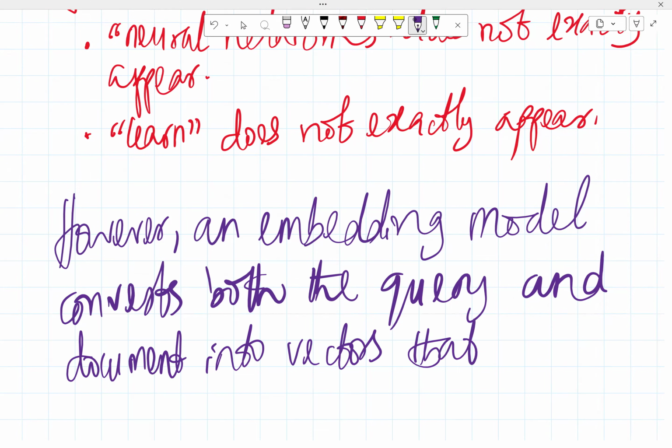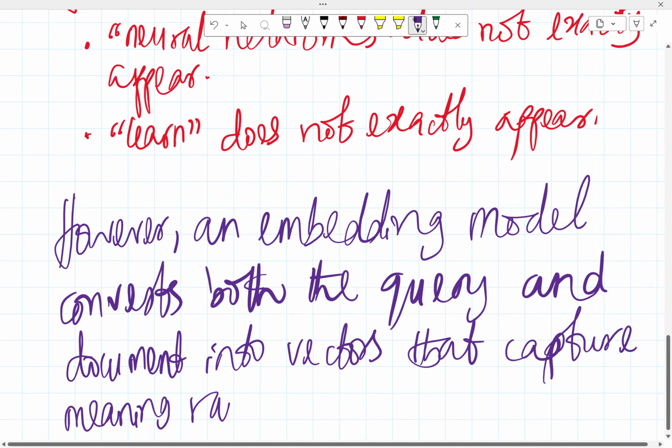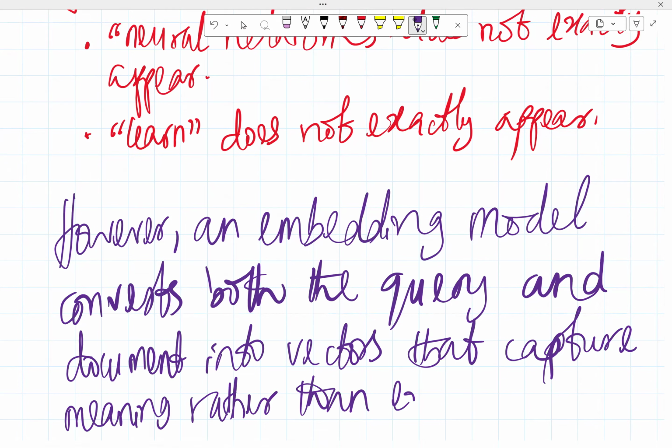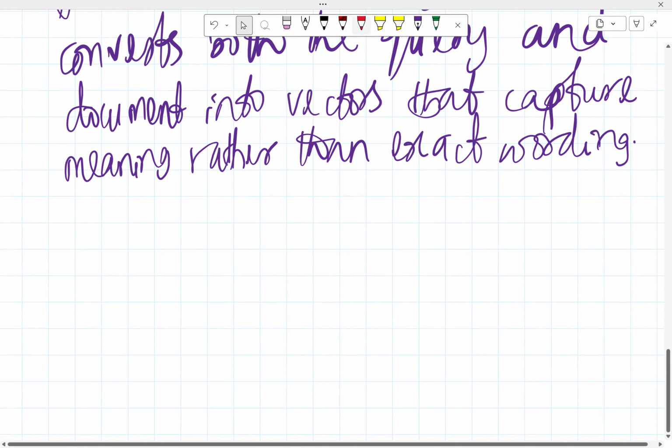that capture meaning rather than exact wording. Okay, so the query and the document are converted into vectors that capture meaning rather than exact wording. So imagine an example then.